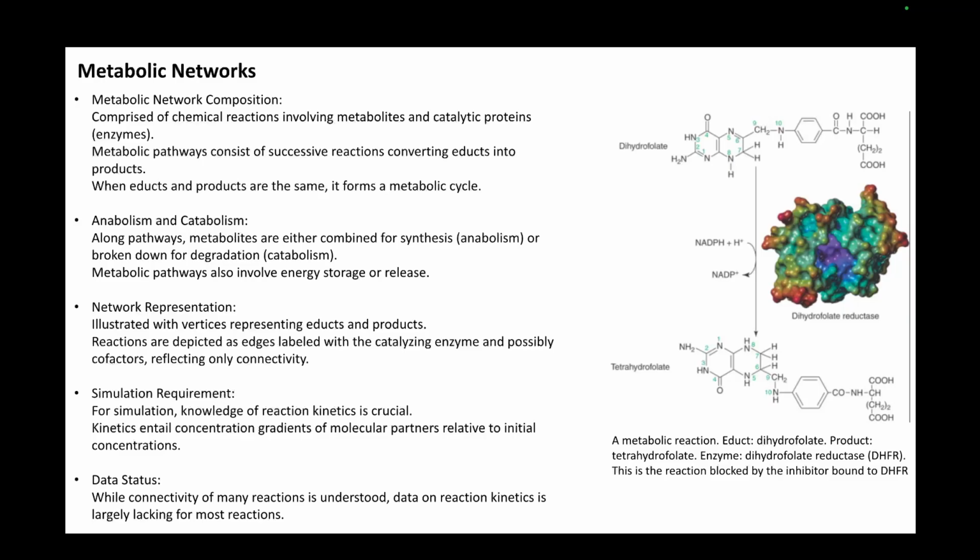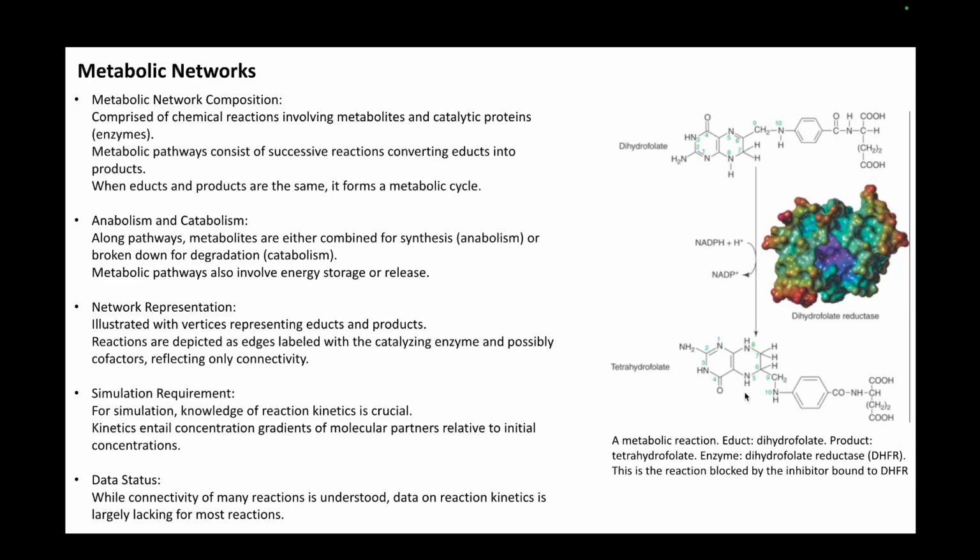Next, we come to the concept of metabolic networks. So, these are comprised of chemical reactions which involve metabolites, catalytic proteins, and metabolic pathways, etc. So, the two types of metabolism: anabolism and catabolism. Anabolism is for synthesis; catabolism is for degradation or breaking down. And this is how a metabolic network looks like.